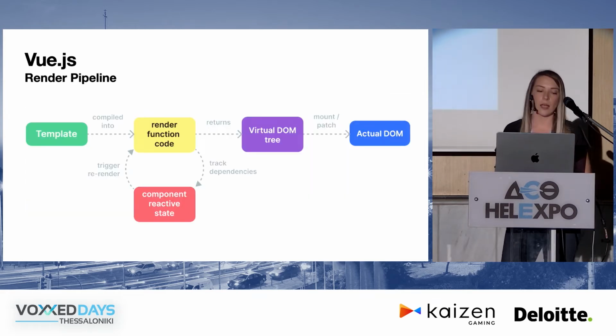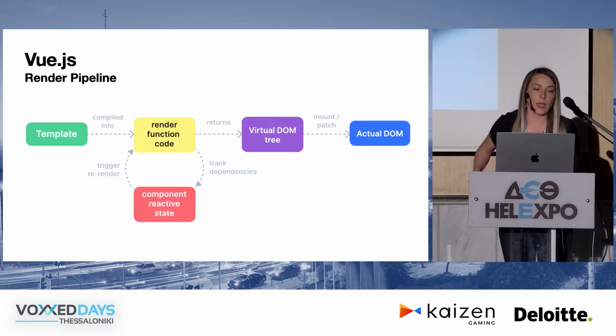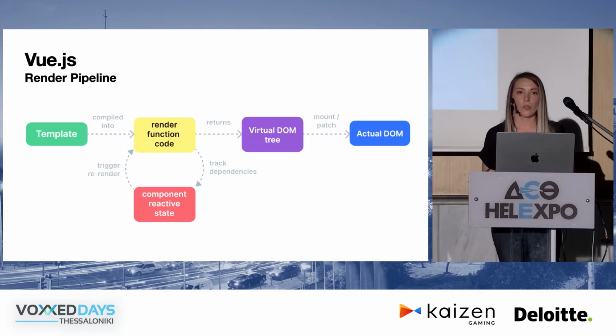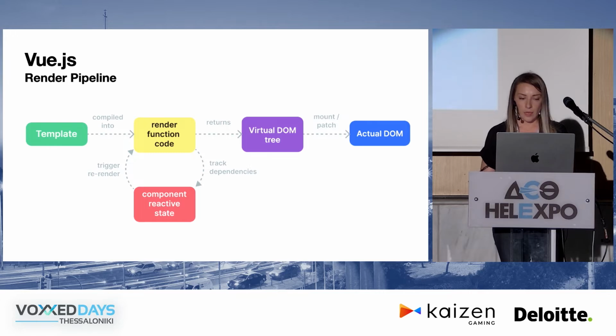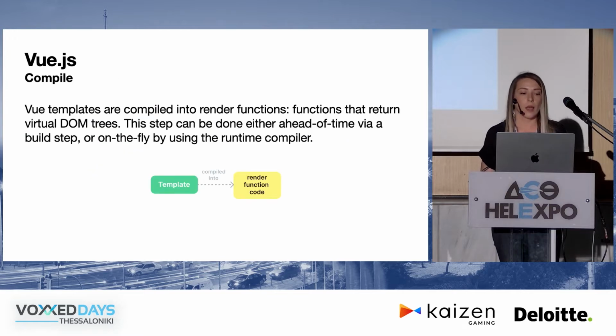So the framework has a specific render pipeline. It gets the template, compiles it into a render function, which returns the virtual DOM, the virtual representation of our HTML code, and this virtual DOM is then mounted into the real DOM. In this case, this is the start of it, so this may happen a few times.